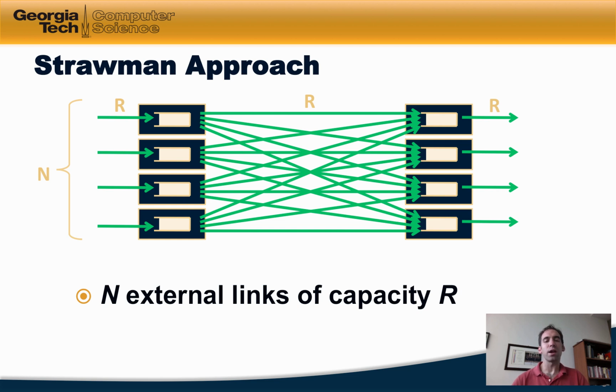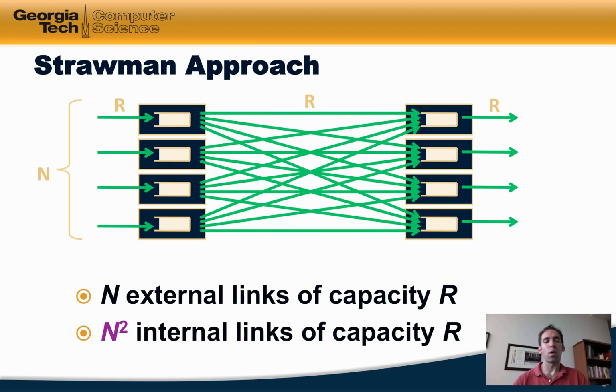Assuming that we have n external links, each of capacity r, this interconnection topology requires n squared internal links, each having capacity r. This interconnection topology obviously does not scale well as the number of external ports, and hence the number of servers, grows.